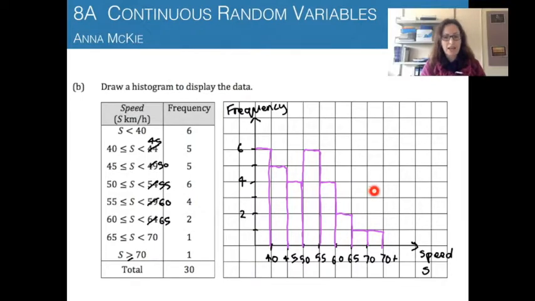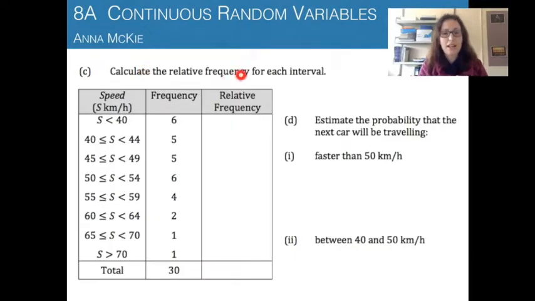So now we're going to do some calculations. We have to calculate the relative frequency for each interval. So what is that? That is, how often did each one happen divided by the total number of data. So for our first one, we would do 6 over 30, and that gives us a decimal of 0.2. The next one would be 5 over 30, which gives us a decimal of 0.17. You don't have to write all of the fractions, just filling in the decimals.